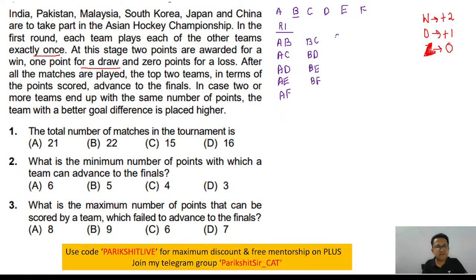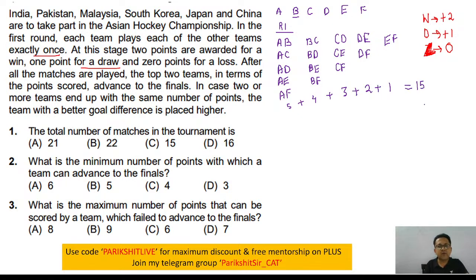Similarly, C. Don't count on the left side of C. Why? Because CA and AC are one and the same, already counted. CB and BC are one and the same, already counted. Just count on the right side of C: CD, CE, CF. Similarly, right side of D: DE, DF. Last one is EF. So how many matches are there? You have 5 plus 4 plus 3 plus 2 plus 1, which makes it 15 matches in round one.